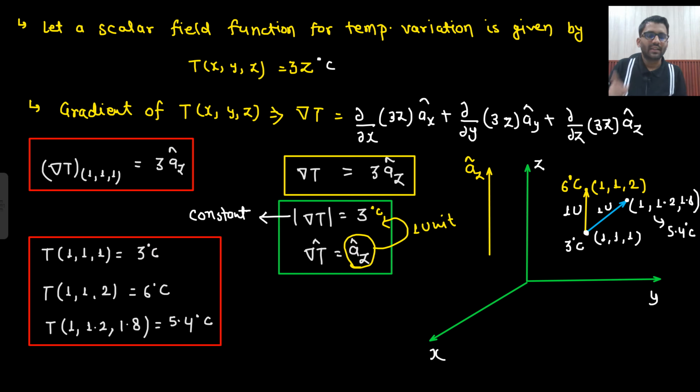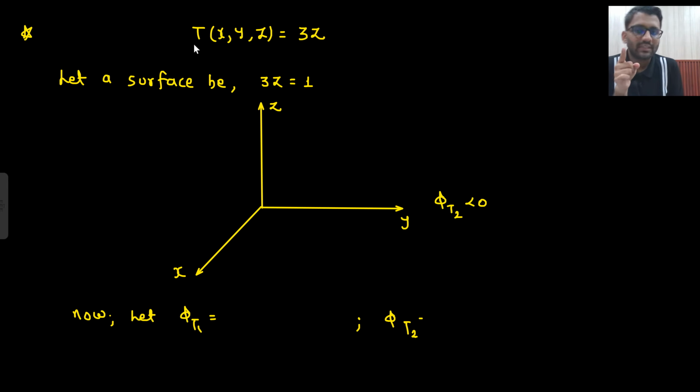Now one more thing is there. What I am going to do now is put a constant value to this function. Let us say I put a constant value 1. So what I am doing there: wherever my temperature is 1 degree Celsius, I am taking all these points and making a plane. Let's see it. This is my temperature function, right? I am going to keep it equal to 1.